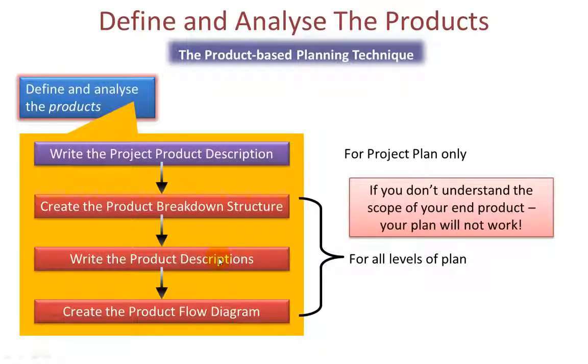Then you write product descriptions for the lower level products, and then finally take the product breakdown structure and show the sequence in which the products are to be created. This is called the product flow diagram. This is necessary for all levels of plan, including the project plan. Okay, so let's now get back to our project product description.